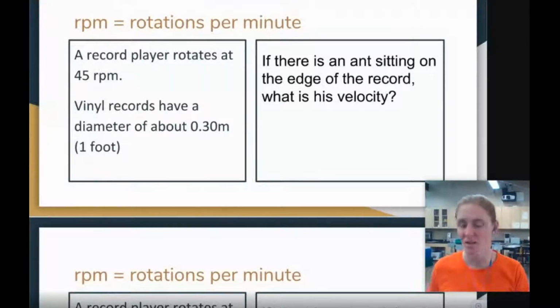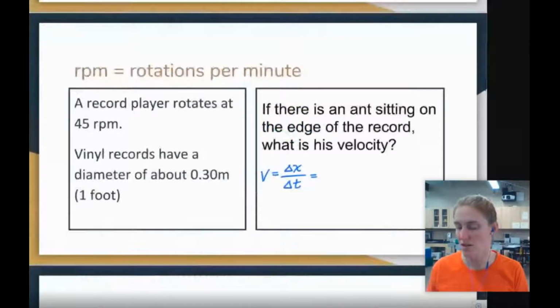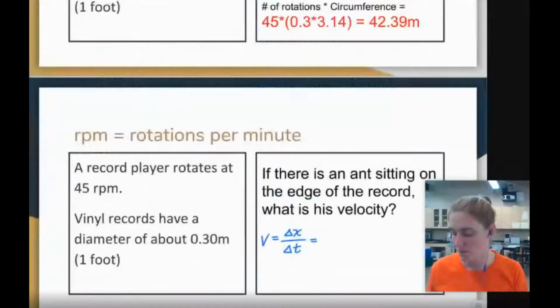All right, so to find velocity, we need to remember first that velocity is equal to your change in position divided by your change in time. And your change in position is how far it went. So what I want to do is I'm going to use how far he went in 1 minute, and then I can divide it by 1 minute of time. So I just figured out how far he went. He just went 42.39 or 42.4 meters.